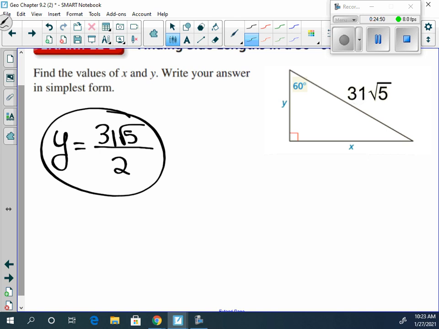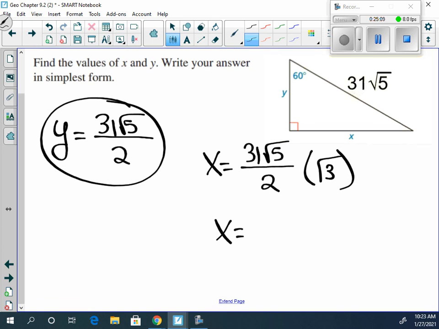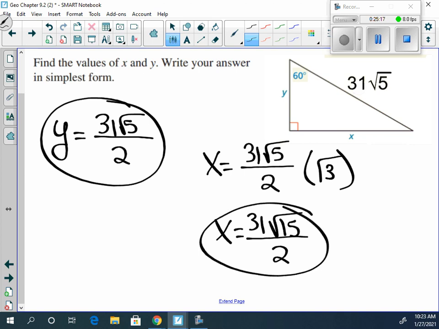Then, to find the side opposite 60, what do we do? We take this and times it by the square root of 3. If we multiply this by the square root of 3, we get 31 square root of 15. And that's it. Questions on this here? Any questions on any of this here?